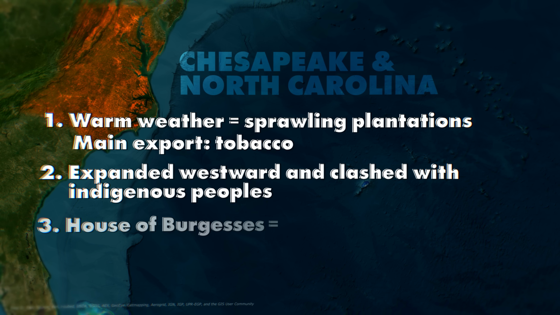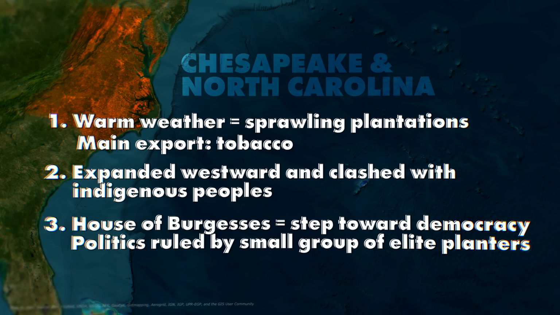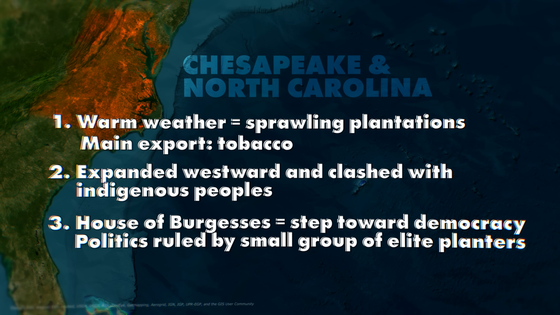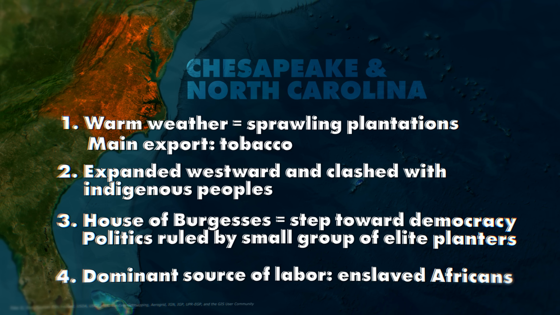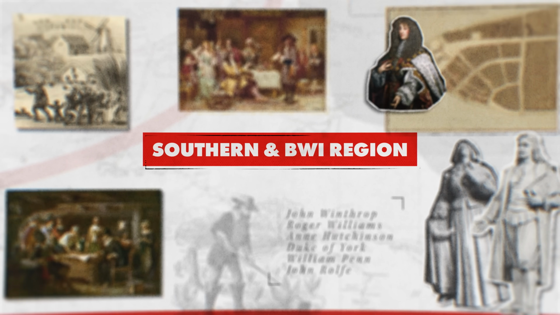Third, while the House of Burgesses represented a step toward democratic institutions, over time, politics was ruled by a small cadre of elite planters. And fourth, by the end of the period, the dominant source of labor here was enslaved African workers.